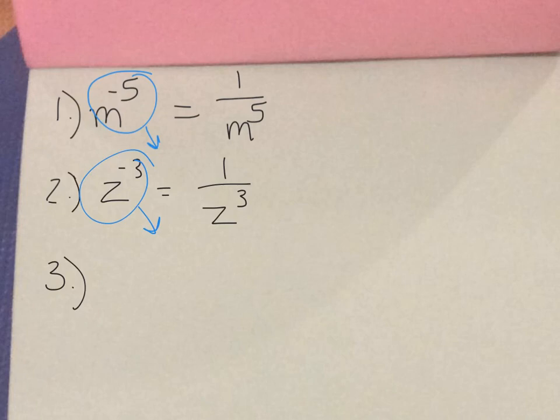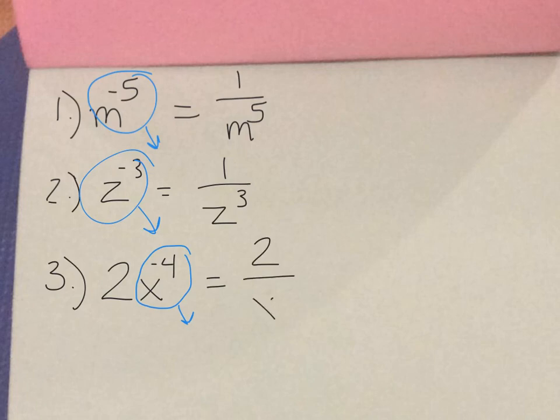Sorry about that. Okay, 2 x to the negative 4th. What thing has the negative exponent? Just the x. This is moving down, which means the 2 stays where it is, on top. 2 over x to the 4th.